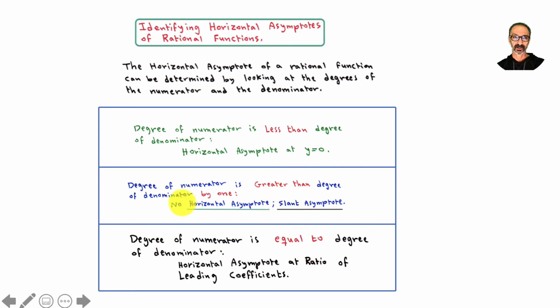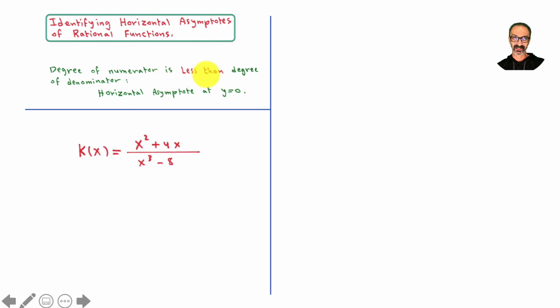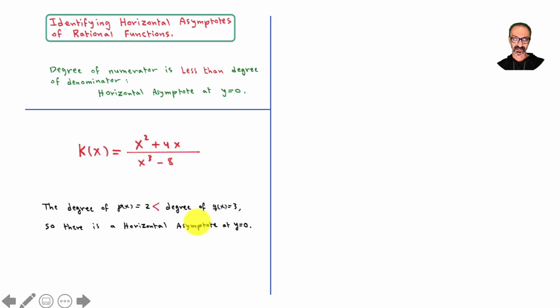We saw that earlier, but let's just focus on details about each one of them. Let's take the green one first. When the degree of the numerator is less than the degree of the denominator, we have a horizontal asymptote at y equals 0. We'll think about it before we move on. This is what the note says. The degree of p of x is 2, less than the degree of q of x, which is 3. So there is a horizontal asymptote at y equals 0. Now, I don't have to memorize this. To me, it's common sense. Let me show you why.